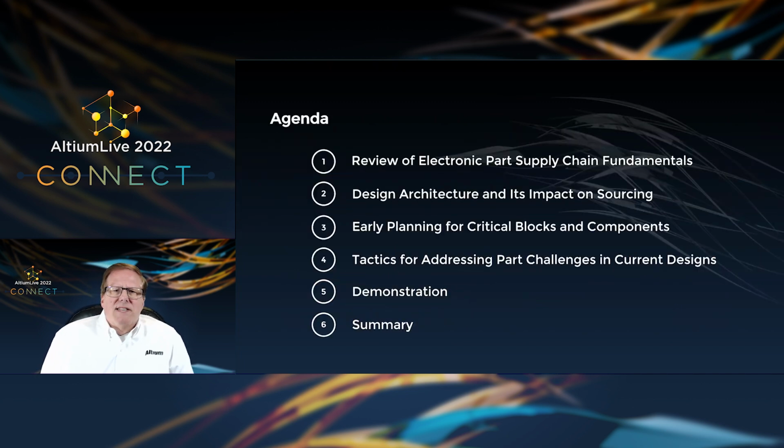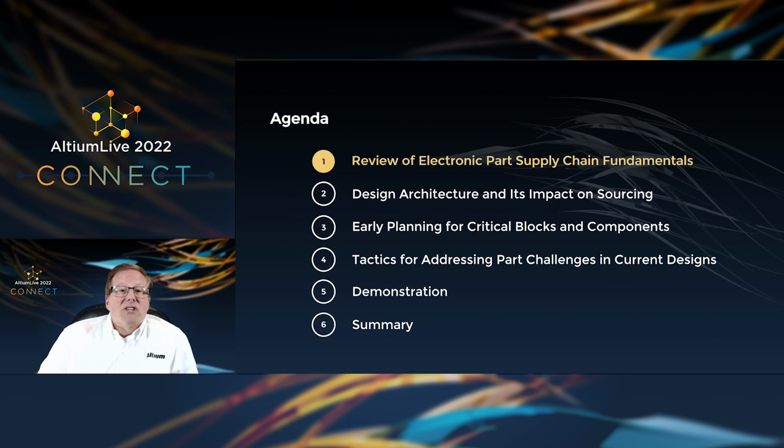So let me review the agenda. The first thing I'm going to discuss, since this is the overarching topic, is the supply chain of electronic components. I'm going to review some electronic part supply chain fundamentals. Then I'm going to talk about how design architecture impacts sourcing of components. I'll follow that with how early planning for critical blocks and components can be useful for mitigating these types of situations. I'll talk about tactics for addressing part challenges in current designs or products that are currently being manufactured. I'll then move into the demonstration and we'll summarize.